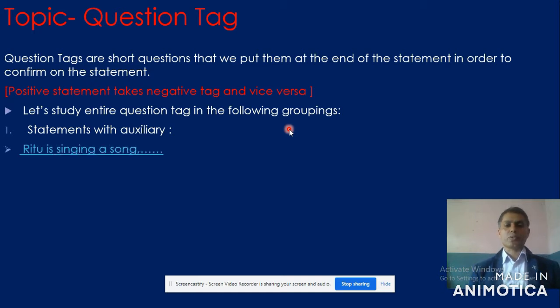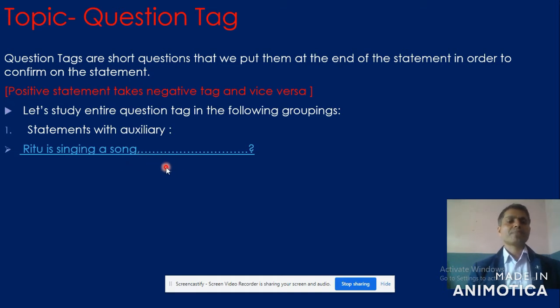Look here, my dear students. Ritu is singing a song. First you have to find out which one is the subject, which one is the auxiliary verb, which one is the main verb, and which one is the object. Obviously Ritu is the subject, is is the auxiliary verb, singing is the main verb, and a song is the object. And at last there must be a question mark, and there always comes a comma after this statement.